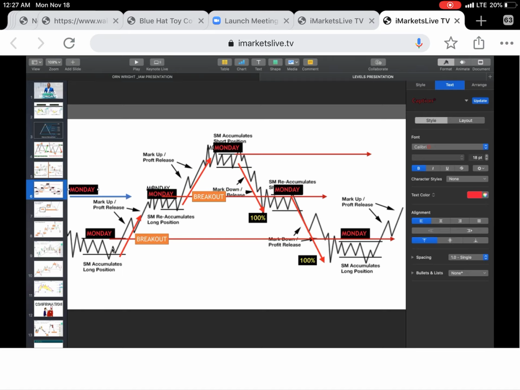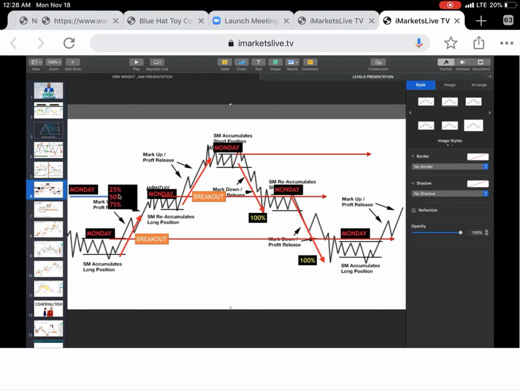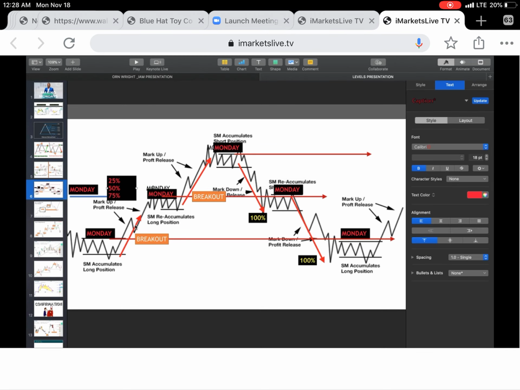As this market just broke out of this Monday zone, we can identify where the zone is going to stop. It's either going to be 25%. Let me just paste it again. The market is either going to come into the zone 25%, 50%, or 75% of the previous Monday. Type 2 inside the box if it's starting to make sense. And don't worry, we're going to go over to the live chart.